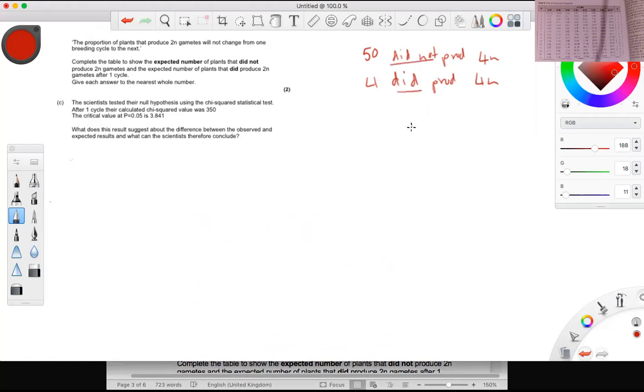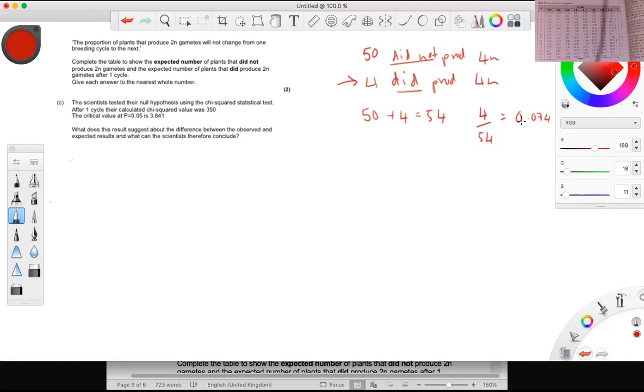Okay, so this is from our expected. So we need to find out the proportion of either did not or did in our expected group. Let's focus on the ones that did. What proportion did produce 4N? So the first thing we've got to do is get our total number of plants. Our total number of plants is 54. The proportion of 54 that did produce 4N is 4 divided by 54, which is 0.074. So approximately 7.4% of these plants did produce 4N gametes.